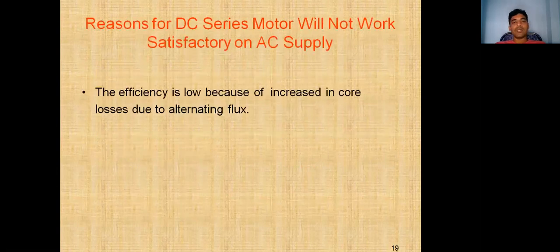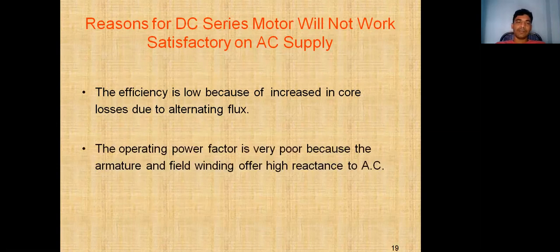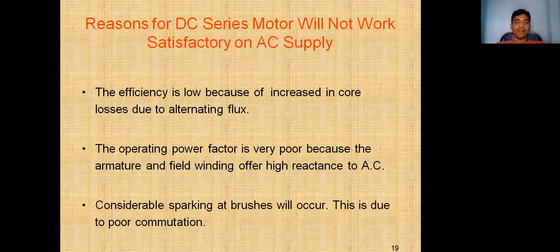The efficiency is low because of increased core losses due to alternating flux. The operating power factor is very poor because the armature and field winding offer high reactance to AC. Considerable sparking at brushes will occur. This is due to the poor commutation.